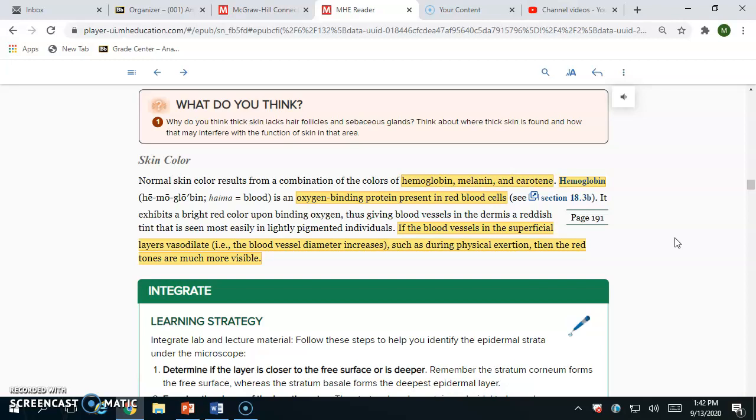So sometimes the change in skin color based on hemoglobin is a normal response to things that we do, and then sometimes it might be a sign of a problem, like a disease or a disorder. But hemoglobin definitely contributes to our skin color. And again, that can change and then change back under normal activities that we do. Okay, so that was hemoglobin.